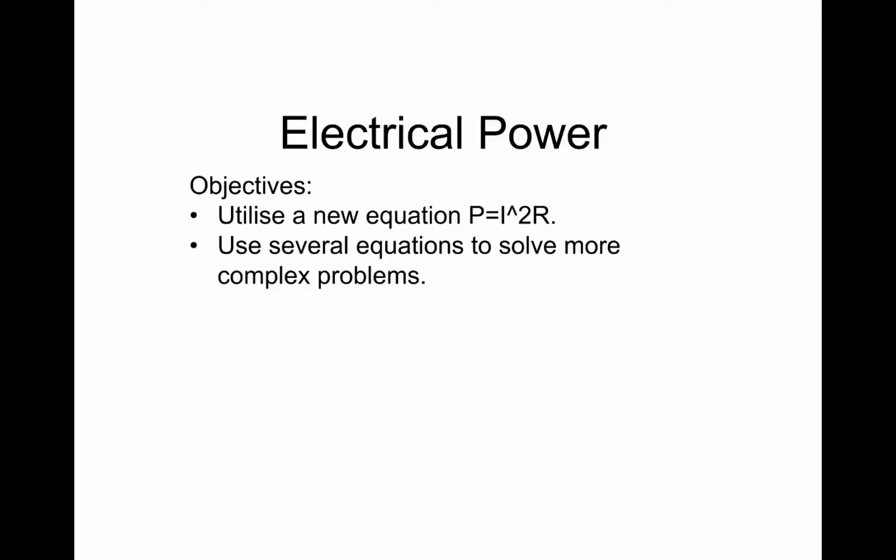This is GCSE Physics, Electricity Lesson 18, and this one's electrical power. I'm going to utilise a new equation in a couple of questions, P equals I squared R. And we do several equations that we've been using already in previous lessons to solve more complex problems. So basically this is maths heavy. There's lots of problems to solve, so let's crack on with it.